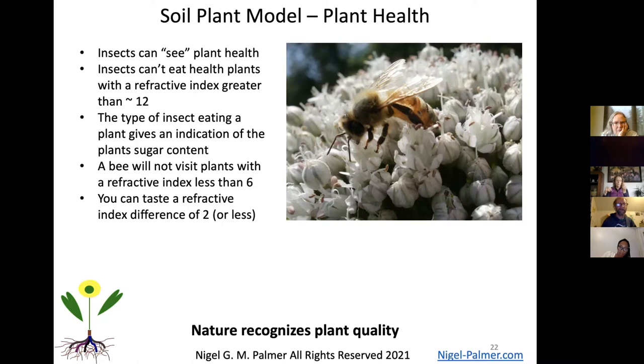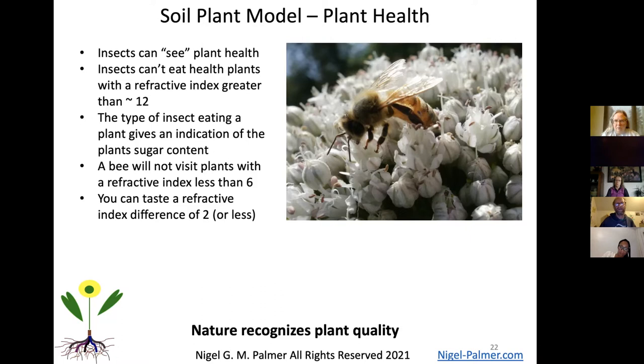And then finally, bees won't go near plants that have a refractive index less than 6. They know that the quality of that sugar, that sap, that pollen, that nectar is not worth checking out. And so they don't even go there. I'm always amazed when I'm in nurseries where huge numbers of hanging plants with these beautiful flowers are hanging all over the place, and you walk around there and there's no pollinators there. Well, what's that telling you about the quality of the plant?